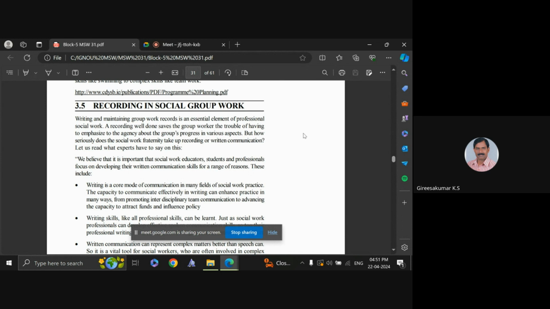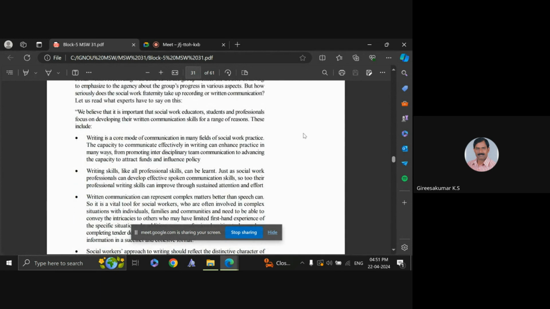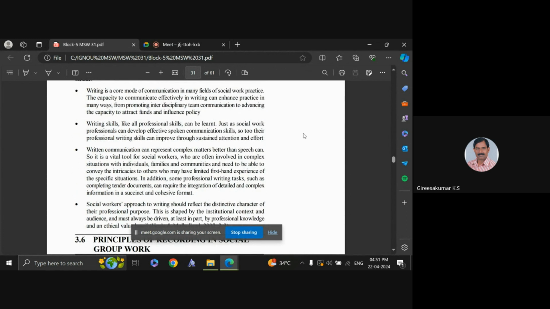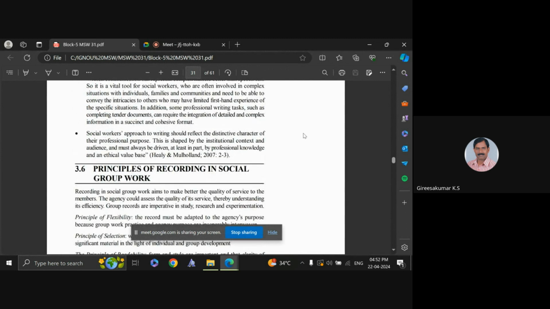Social work educators, students, and professionals focus on developing their written communication skills for a range of reasons. These include writing being a core mode of communication in many fields of social work. That is writing skills. Writing skills, like all professional skills, can be learned. Written communication can represent complex matters. Social workers' approach to writing should reflect the distinctive character of their professional purpose.